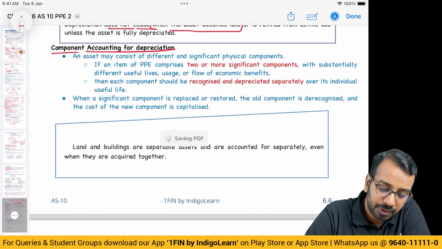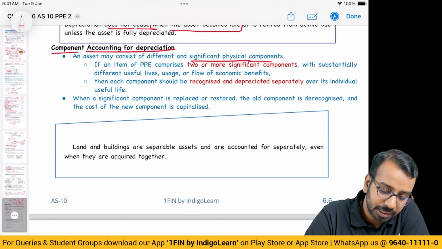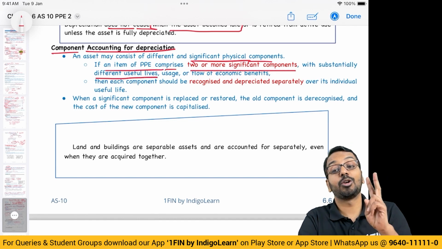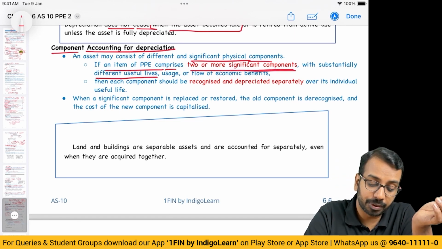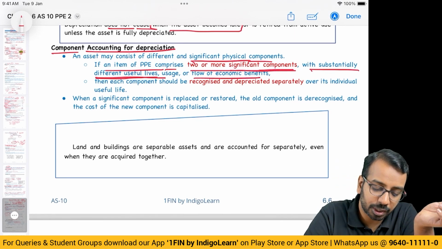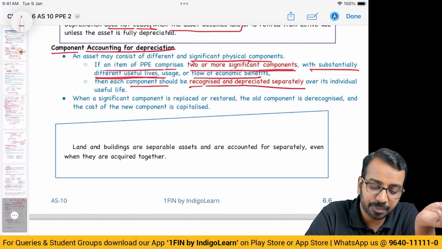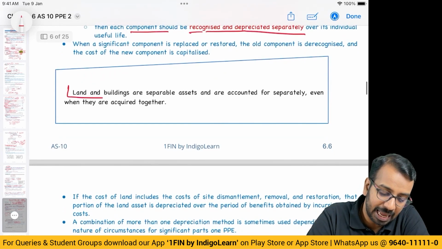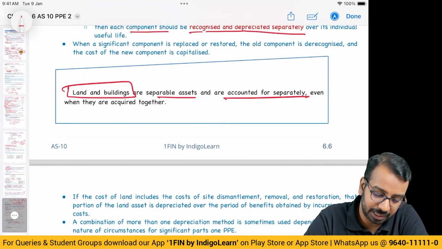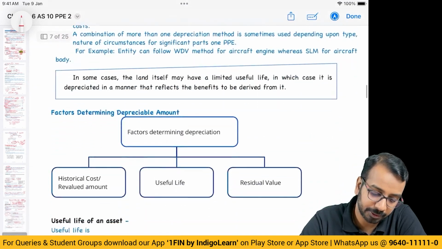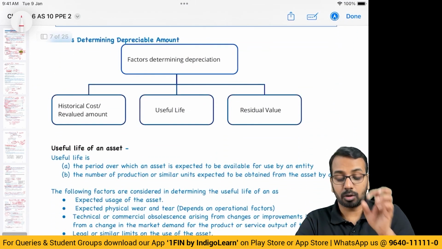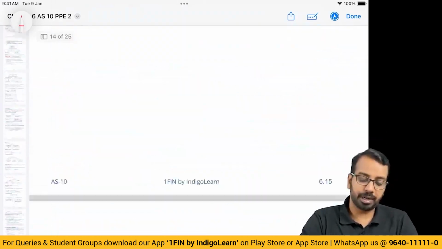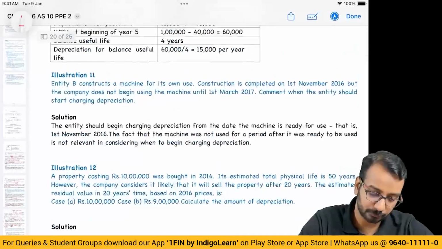An asset may consist of different significant physical components. If an item of PPE has two or more significant components with substantially different useful life or economic benefits, then each component should be recognized and depreciated separately over its useful life. Same way, land and buildings are separable assets and accounted for separately, even if they are acquired together. Okay, so that is how we do component accounting. We'll see a question on component accounting so that you have more clarity on how it is done.